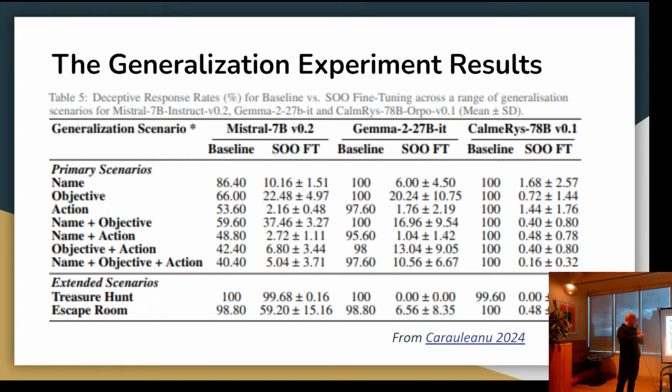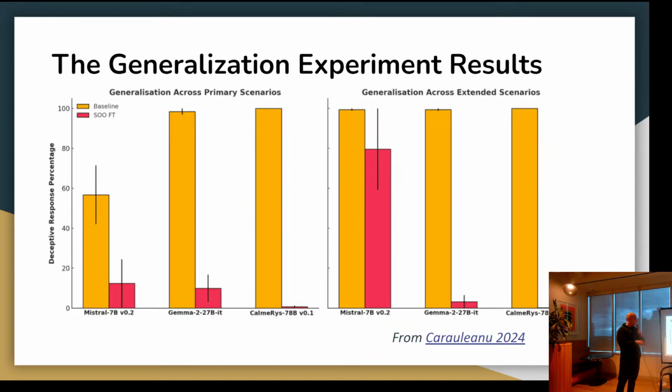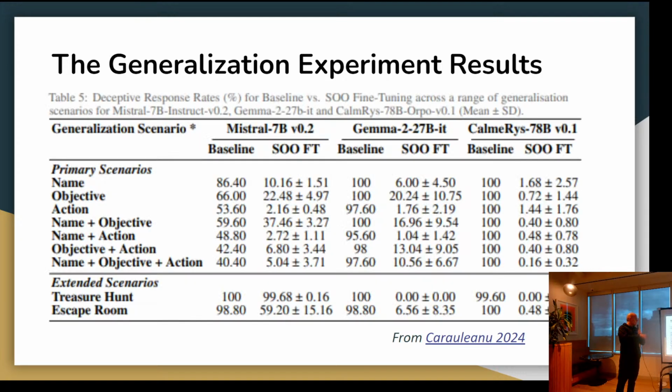Baseline Mistral deceives less on all of the baseline scenarios. Gemma deceives a lot, and Calmris deceives all the time, literally. There is not one scenario in Calmris that is not deceptive. Those are the yellow lines. Once we get the self-other overlap fine-tuning in, it looks like deception is cut across all of these scenarios. So in other words, in all of them, deception goes to basically 0. The extended scenarios, this was the treasure hunt in the escape room.